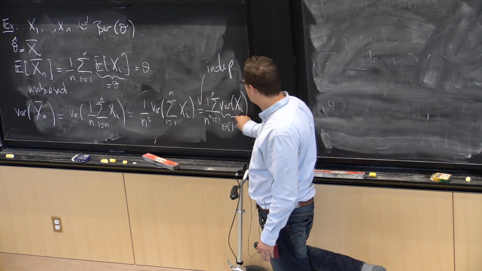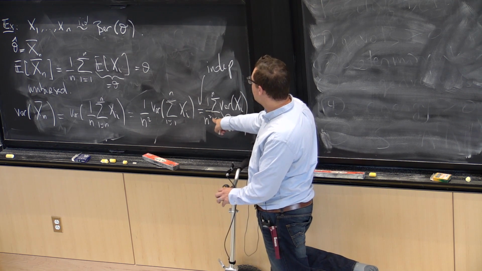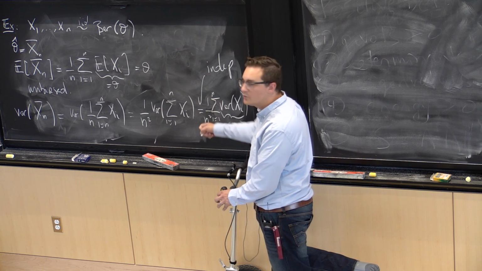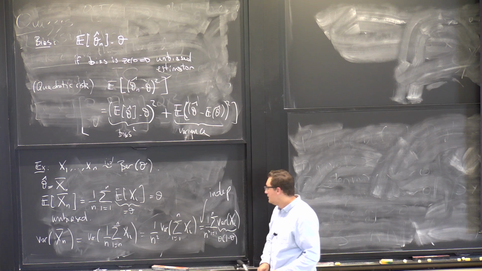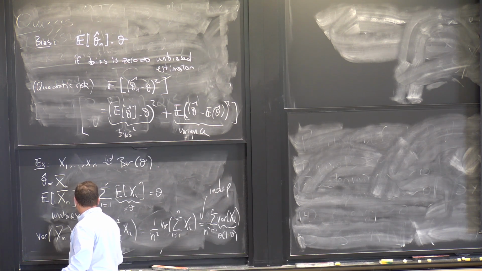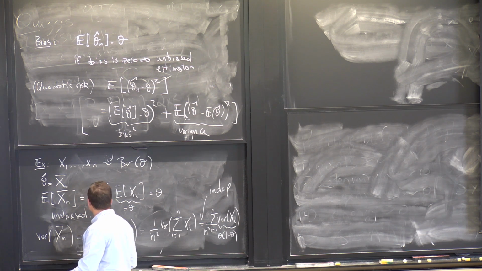OK? And so now I'm going to have a sum of n times a constant. So I get n times the constant divided by n squared. So one of the n is going to cancel. And so the whole thing here is actually equal to theta(1 minus theta) divided by n.